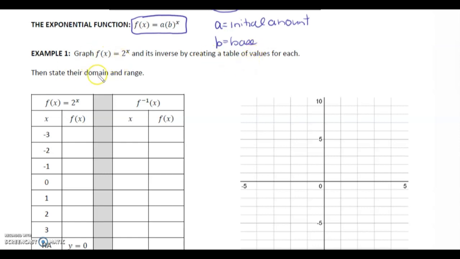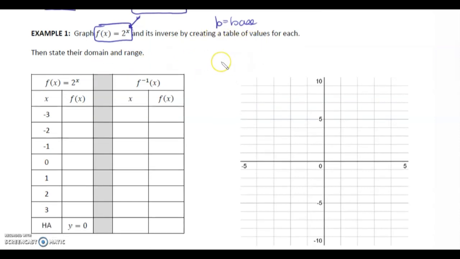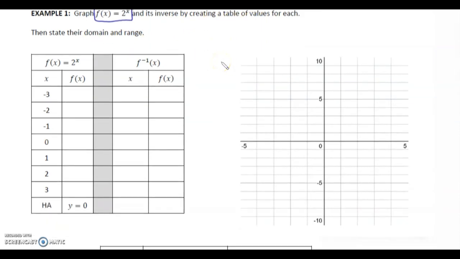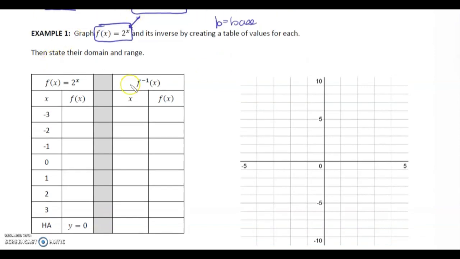So in example 1, we're going to graph the function f of x equals 2 to the x. This is an exponential function because, as you can see, our x is in the exponent. And we're then going to graph its inverse by creating a table of values for each. Then we have a domain and range box below, and we're going to state the domain and range.